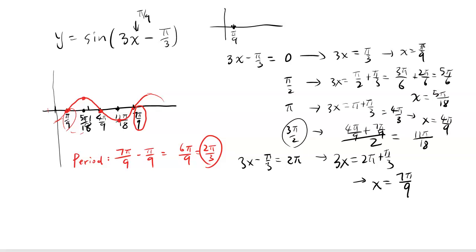Now, here, let me do another example, and if this was too much work, I can even make it simpler. So let's say we have this time y equals sine of 2x plus pi over 6. Let's try this. Again, I'm not even going to talk about the sine graph.